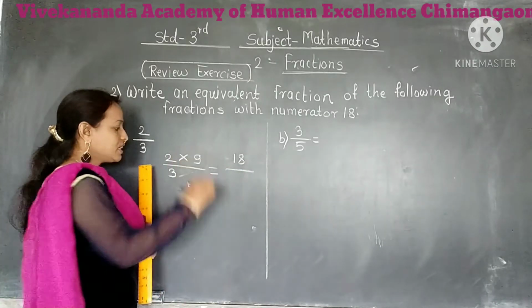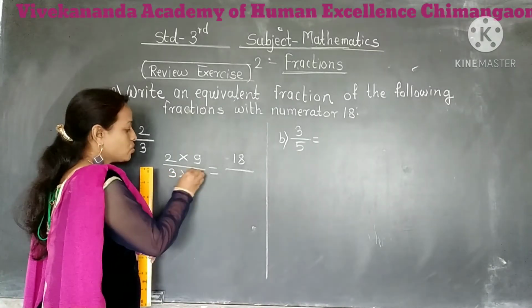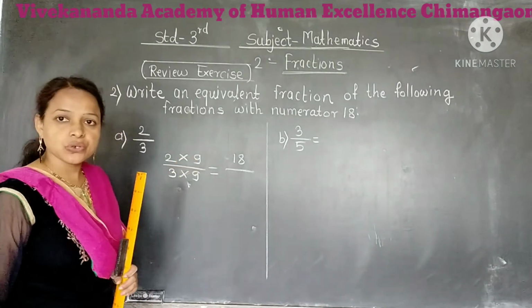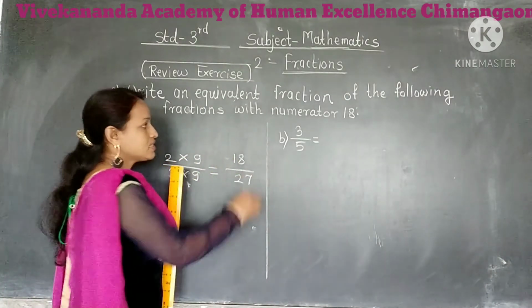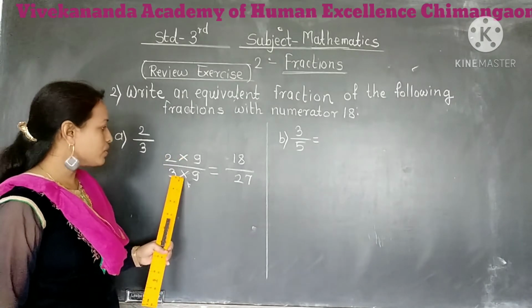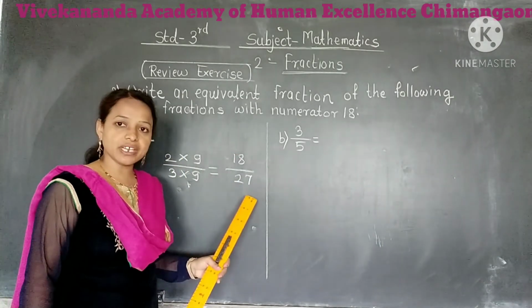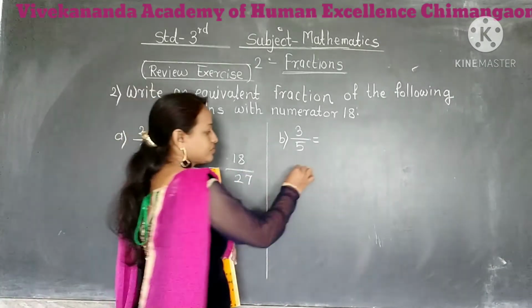2 9s are 18. So here we have to multiply the denominator 3 also with 9. So we get 2 9s are 18 and 3 9s are 27. See, here we get the equivalent fraction of 2 upon 3 as 18 upon 27. Next fraction is 3 upon 5.